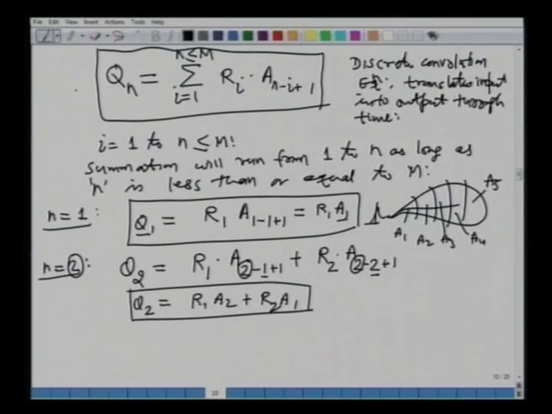Okay, the rainfall that fell on the whole catchment during the first hour, on A2, will appear at the outlet at the end of the second hour. Similarly, the rainfall R2, that is the rainfall that fell during the second hour, will contribute from A1 at the end of the second hour. So, you see that this A1 with rainfall R2 will appear here. Similarly, A2, the rainfall that fell during the first hour, will appear at the end of the second hour.